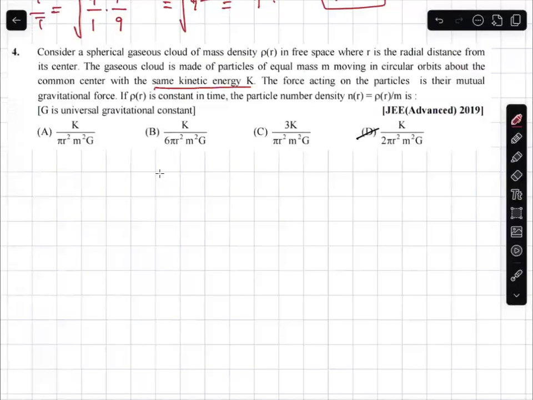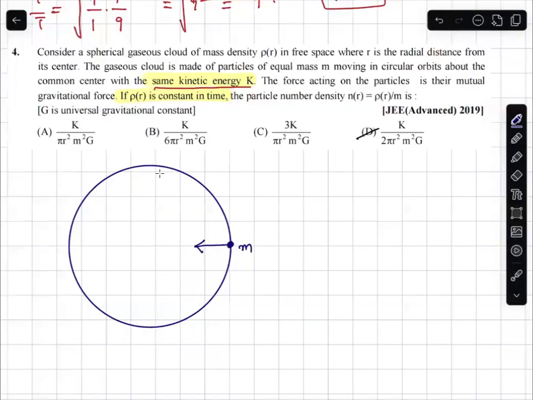If rho r is a constant in time, that is also an important term for me. This is one important term. There is another important term, right? The particle number density, density per unit mass, otherwise. What I believe in this is that it is moving in a circular orbit. That you clarified for me. And this is the particular mass, and I'm assuming the gravitational force is responsible for maintaining it in that particular orbit.